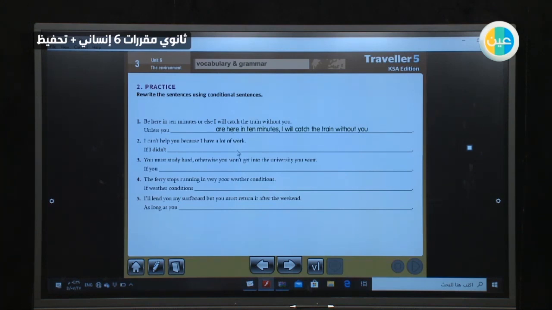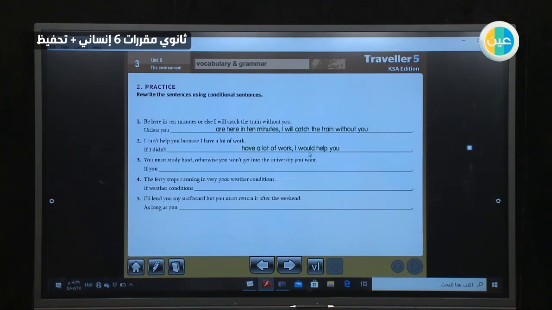Number 2, I can't help you because I have a lot of work. So I have a lot of work, I couldn't help you. So this is conditional type 2. Yes, it's imaginary. If I did not have a lot of work, I would help you. The if clause is past, did not.